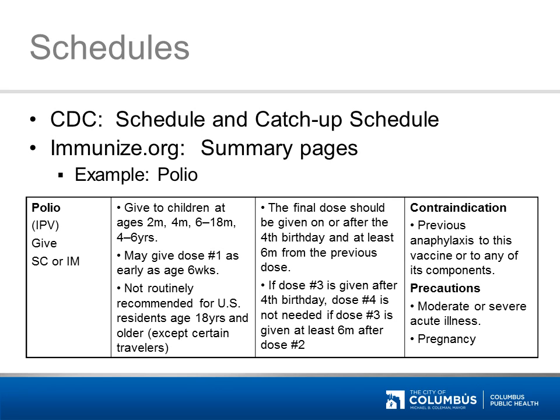In addition to the standard CDC age-based and catch-up schedules, the Immunization Action Coalition, which is supported by the CDC, has recommendation summary pages for children and adults. These are designed to be a one-page quick reference for immunization. For each vaccine, the page lists the route to use, standard ages and spacing, catch-up spacing, and contraindications and precautions. Summary pages can be downloaded from the Immunization Action Coalition website at immunize.org.